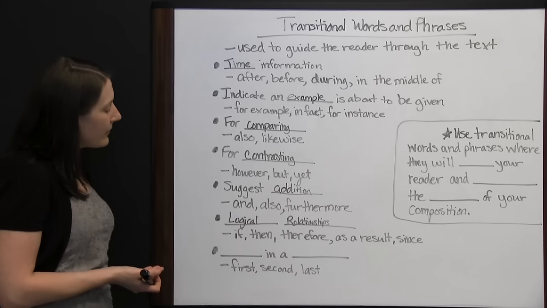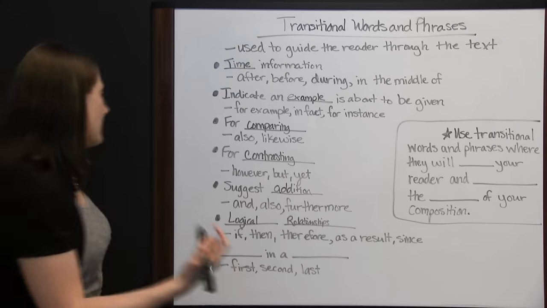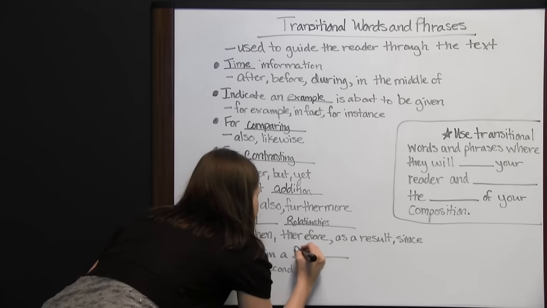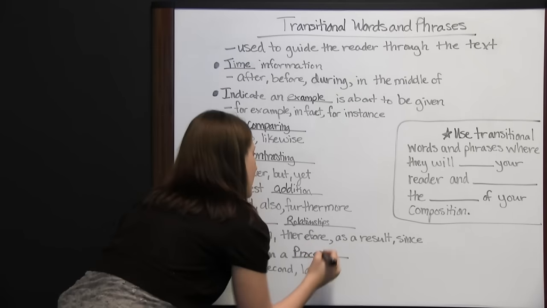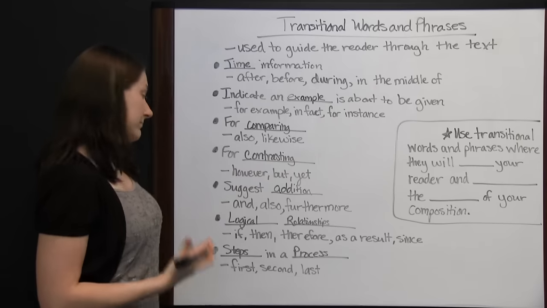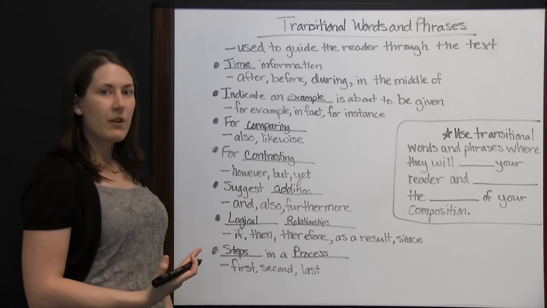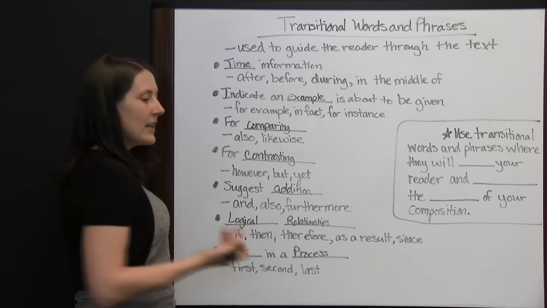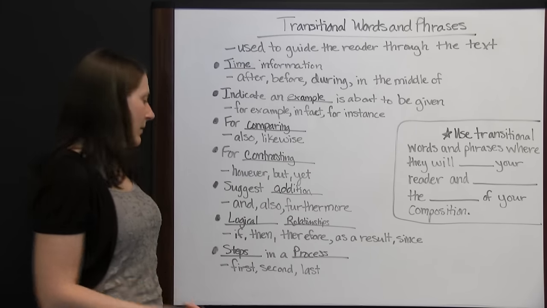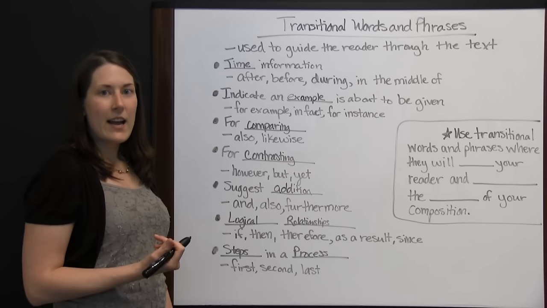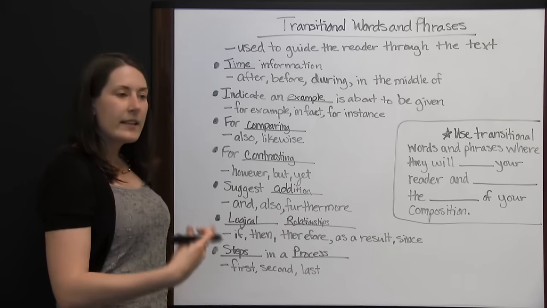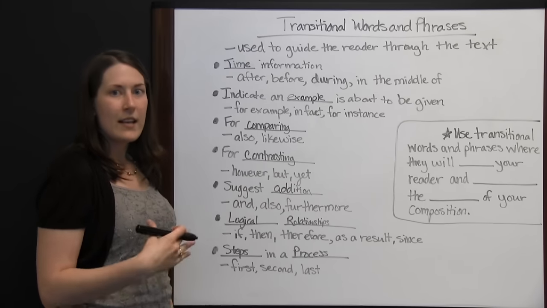And our last example for transitional words and phrases are steps in a process. And these words show that exactly. They're showing steps in a process. First, you'll gather up all your ingredients. Second, you'll mix the dry ingredients in a bowl. Last, you'll take the cake out of the oven. So these steps are telling you exactly what's happening: first, second, third.